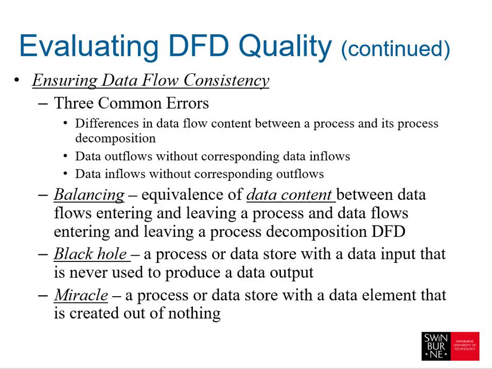So a process decomposition actually shows the internal details of higher level processes in more detailed form. So in most cases, the data content of the flows into and from a process at one data flow diagram level should be equivalent to the contents of data flows to and from the processes in the decomposition level, right? So this equivalency we usually call balancing. And the high level data flow diagrams and the process decomposition data flow diagrams are said to be in balance, right?